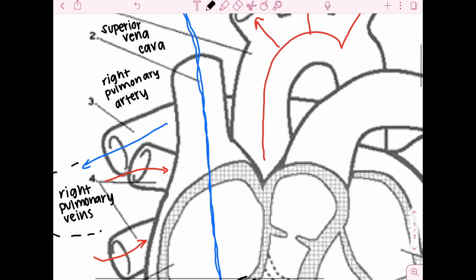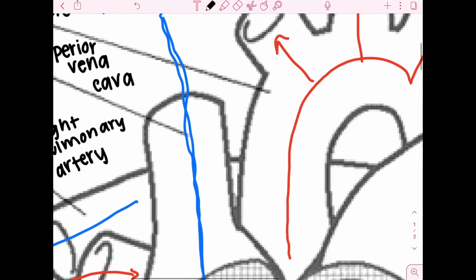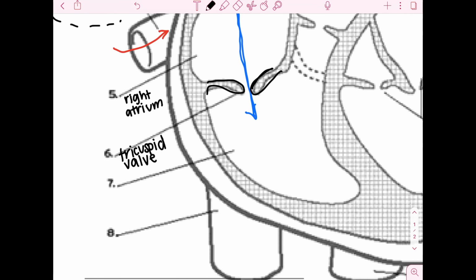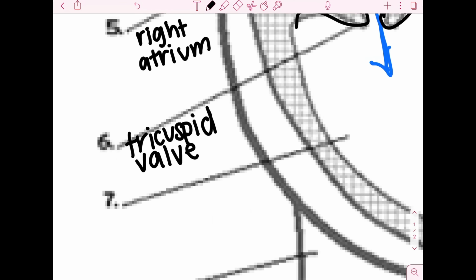So keep in mind that we still have deoxygenated blood flowing in from the superior vena cava, going all the way down here. Which brings us to number 7. Seventh, we have the right ventricle.